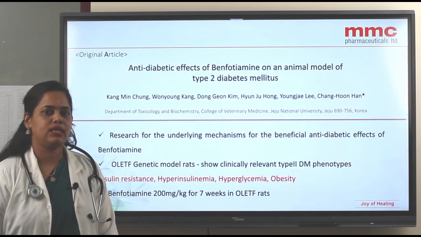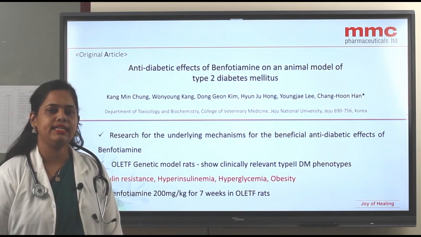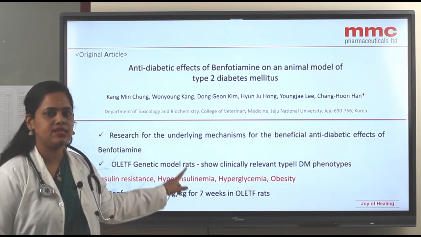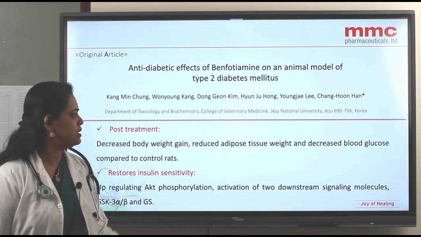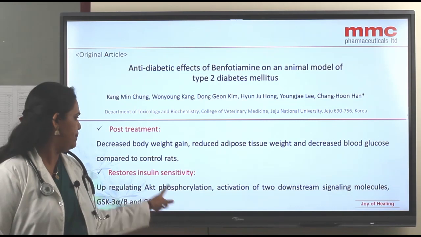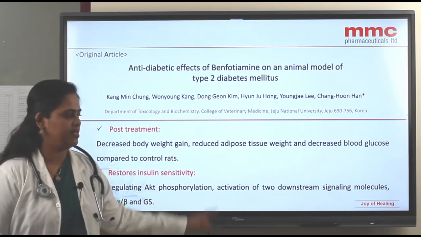So, in an animal model study where antidiabetic effects of benfotiamine were evaluated in a genetic model of rats, benfotiamine 200 mg per kg for 7 weeks showed decreased body weight, reduced adipose tissue weight, and also decreased fasting blood glucose when compared to control rats. Benfotiamine also restores insulin sensitivity by upregulating AKT phosphorylation.